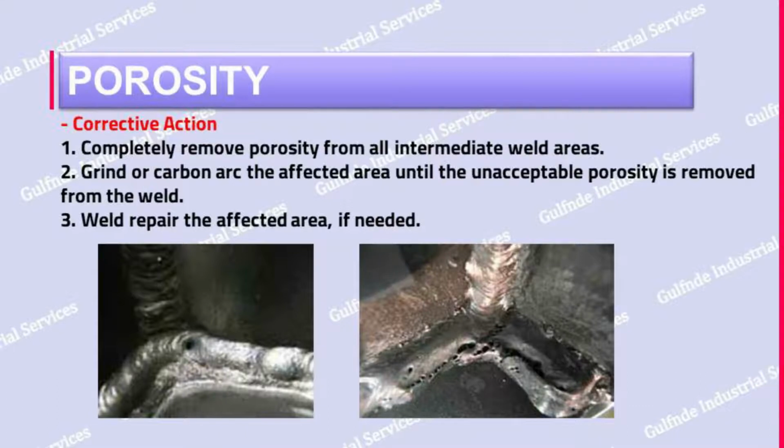1. Completely remove porosity from all intermediate weld areas. 2. Grind or carbon arc the affected area until the unacceptable porosity is removed from the weld. 3. Weld repair the affected area, if needed.